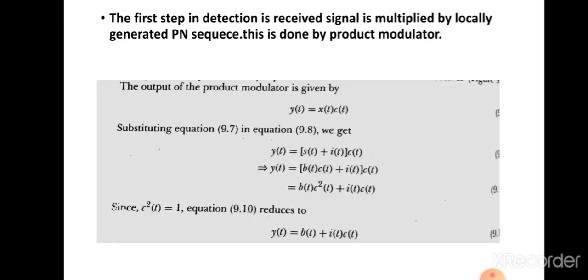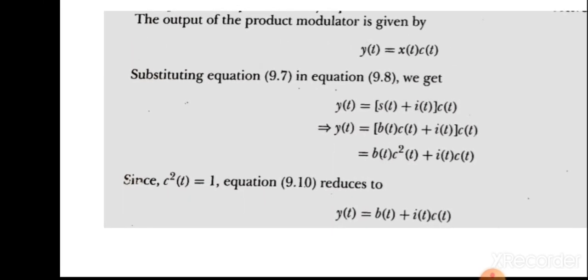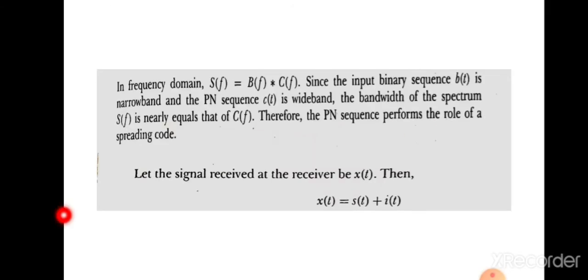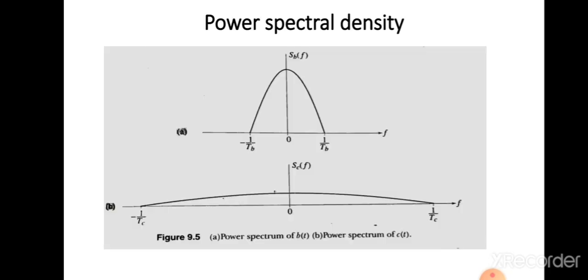After that, whenever we obtain y of t, that output signal will be applied to the integrator, as you can see in the block diagram. After this despreading, the signal will be applied to the integrator. After the integrator, you can see a sampler which samples at a period t equal to tb. Then a decision is made with respect to VTH. So remember these blocks and let us go to the explanation side.